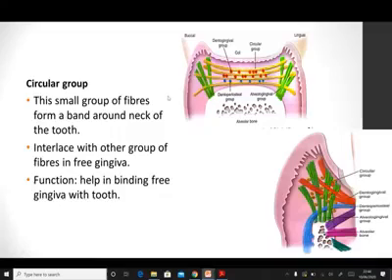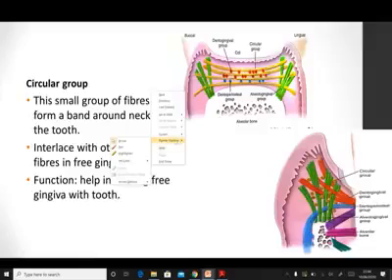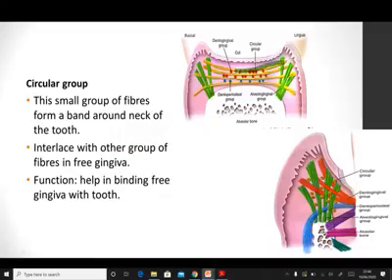The circular group basically helps the free gingiva to some extent stay bound to the tooth. So these yellow fibers that you can see forming a neck around the tooth, these yellow fibers are your circular fibers. They are forming a neck around the tooth or a band around the neck of the tooth.